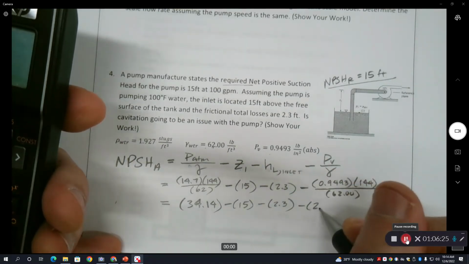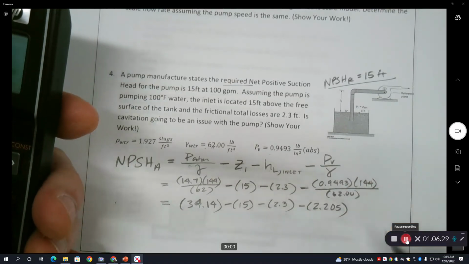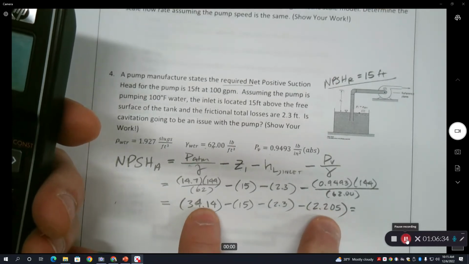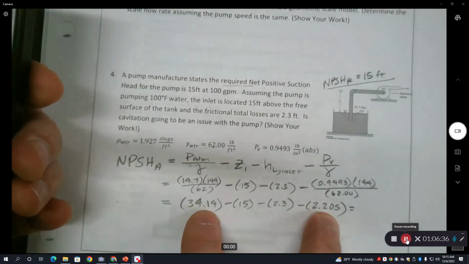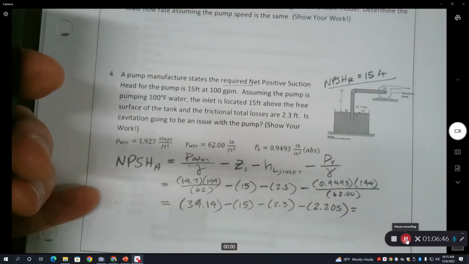Right, so we have 2.205, right? Using that number and that number first together gives us the practical idea of what net positive suction head available is, right? Because this is when cavitation occurs, and here's what atmospheric is. So we can make those two comparisons.